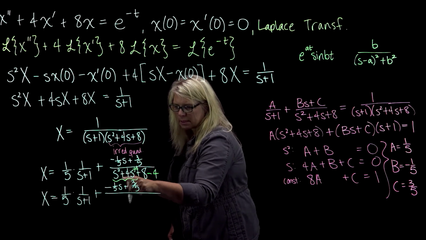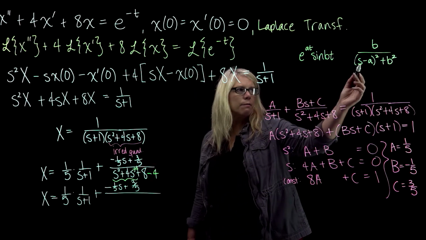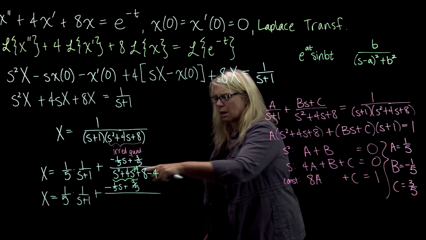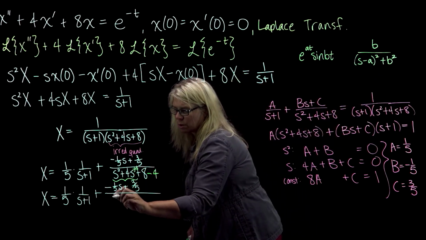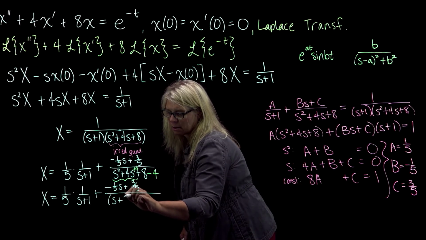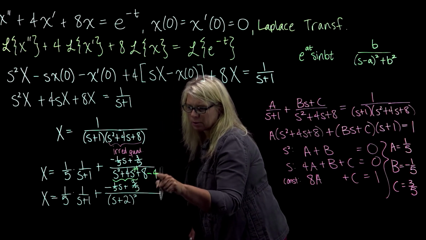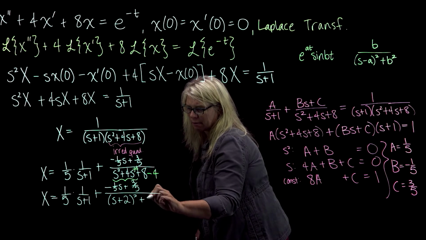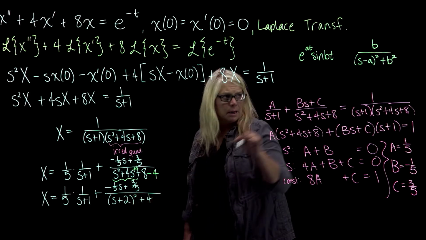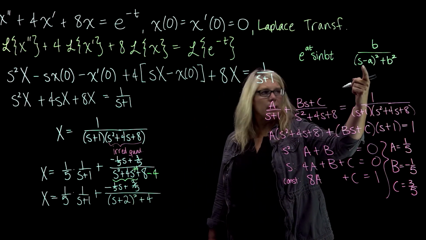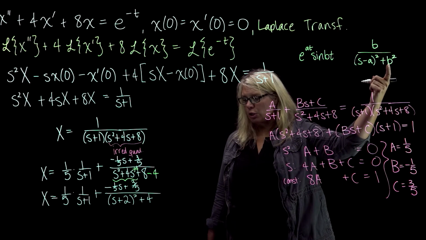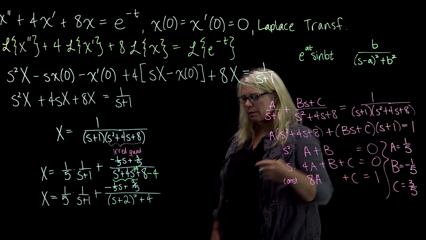All right, so the whole point of completing the square is to force it in this form here. So we're going to have s plus 2, the quantity squared. And then these two constant terms will combine to give 4. So that denominator is of this form with a is -2 and b is 2. Be careful there with the b squared.